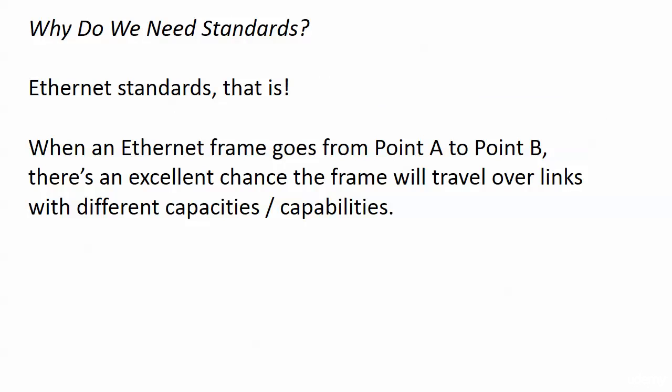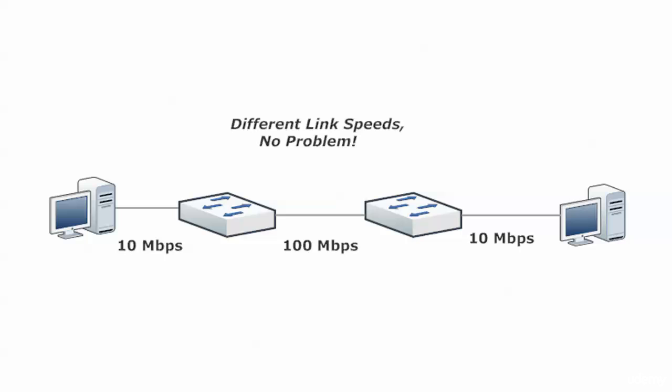Now, why do we need these Ethernet standards to begin with? Well, when an Ethernet frame goes from point A to point B, whether that's in a test network or in a campus network, there's an excellent chance that the frame is going to travel over links with different capacities and capabilities. Here's a very simple network, something you'd find in a lab. We've got a couple of 10 meg links and a 100 meg link. And Ethernet handles this beautifully. There's no problem at all.